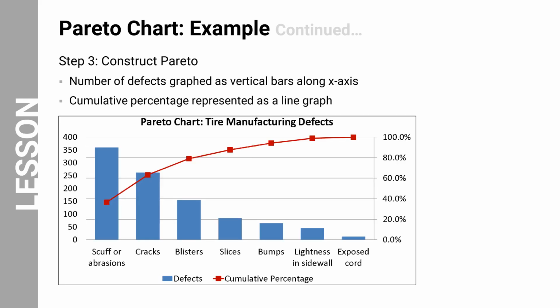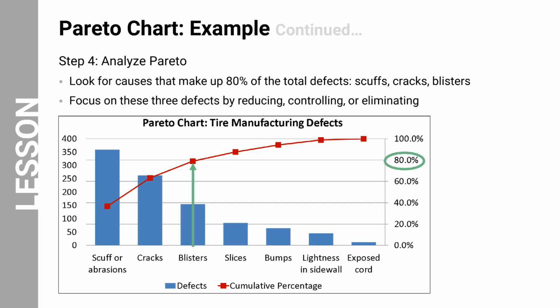With the information resulting from steps 1 and 2, a Pareto chart can be constructed. First, the number of defects is graphed as vertical bars along the x-axis. Then the cumulative percentage is represented as a line graph. Next, we follow the 80-20 rule and look for the causes that make up 80% of the total defects. This chart indicates that 80% of the defects can be attributed to scuffs or abrasions, cracks, and blisters. To improve quality of the tires, the quality team should focus on the causes of these three defects by reducing, controlling, or eliminating them.